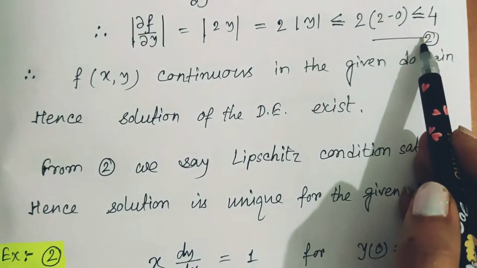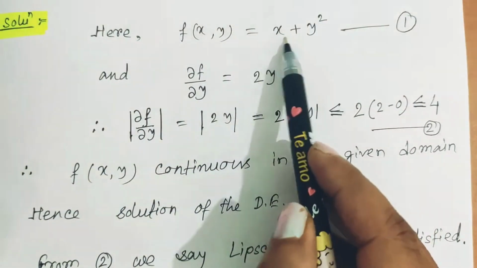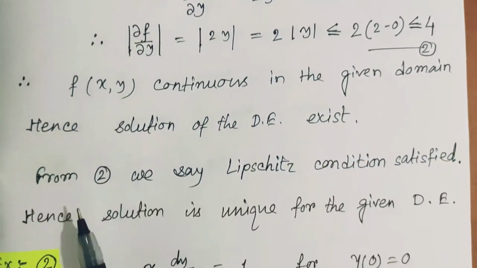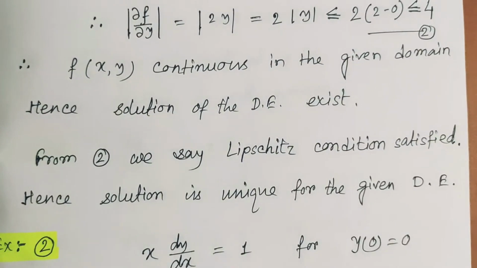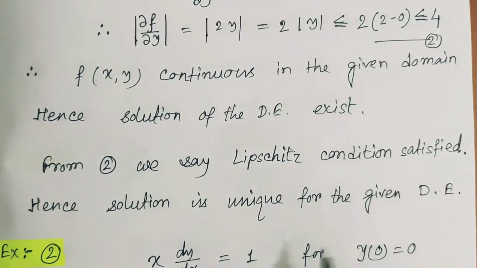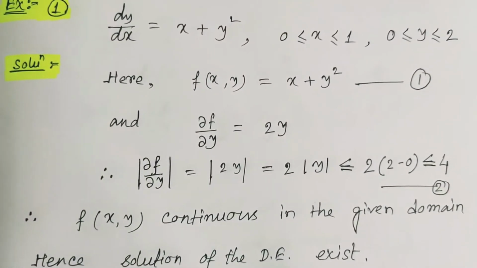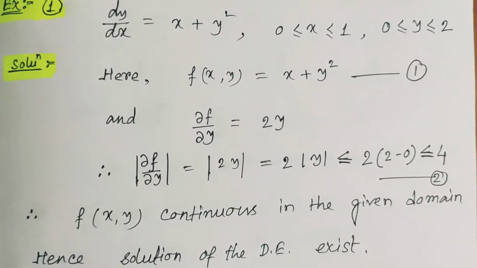Therefore, it satisfies the Lipschitz condition also. Therefore, f(x,y) is continuous. It is very obvious because it is a polynomial function, continuous in the given domain. Hence, the solution of the differential equation exists, and from the second criterion, which is the Lipschitz condition, we can say the solution is unique for this given differential equation. It is so very simple.